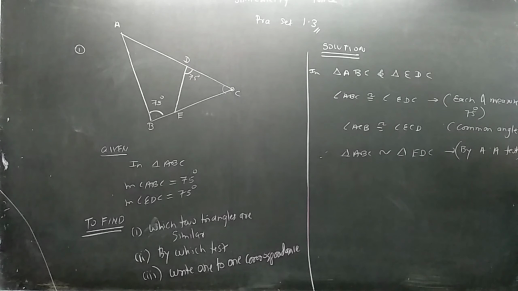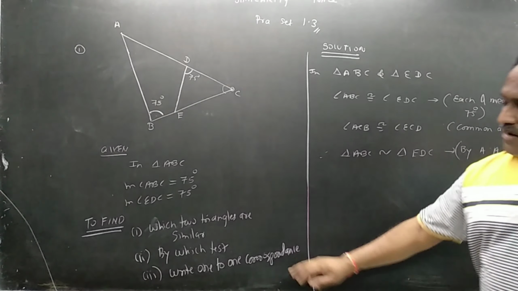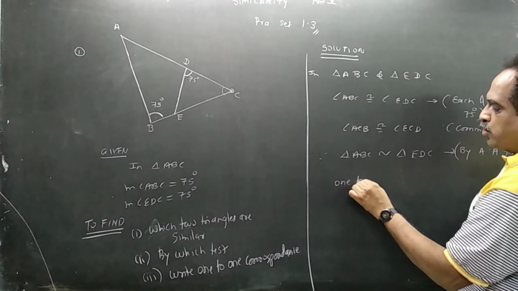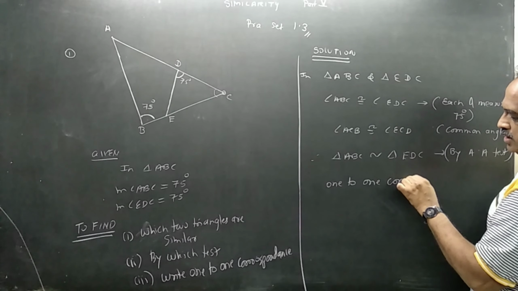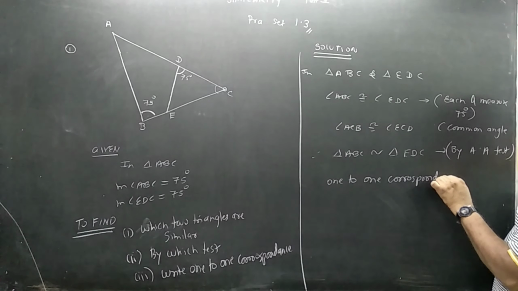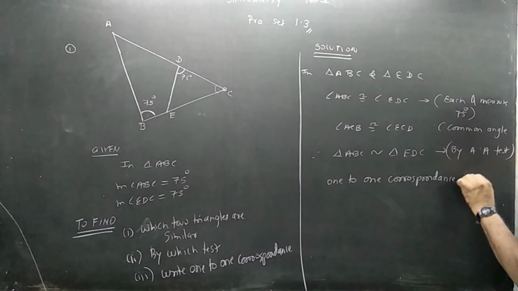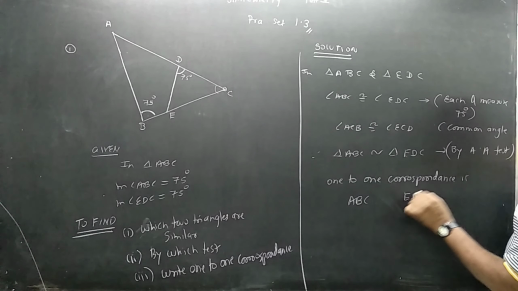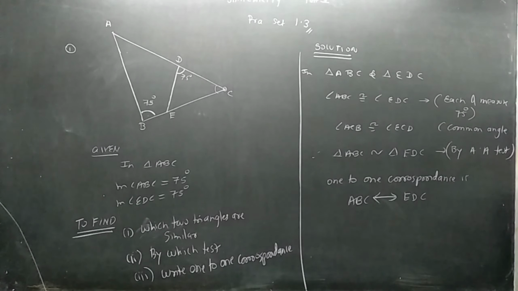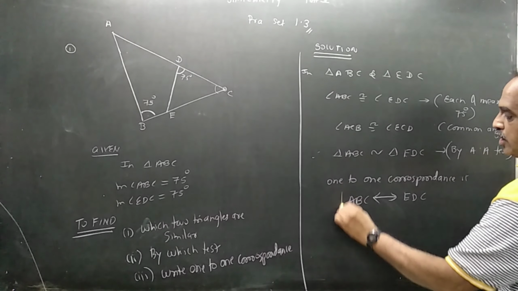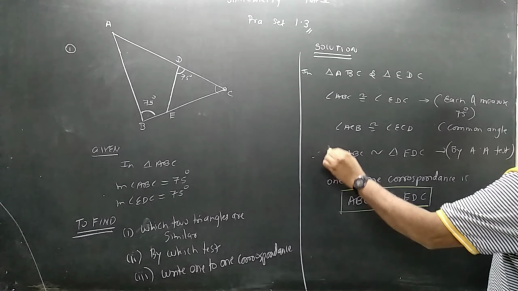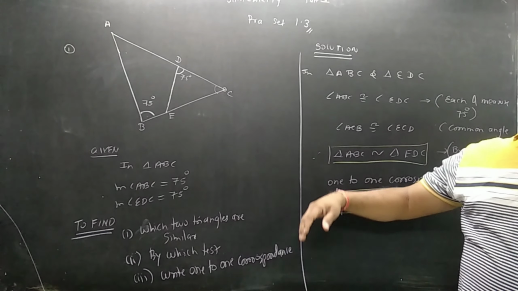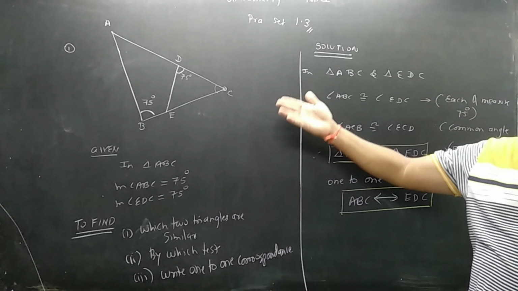And now you have got which test it is, the AA test, and what they have asked you, the 1-to-1 correspondence. So we are going to write the 1-to-1 correspondence like this: ABC and EDC, and you have to put this symbol. This is called the 1-to-1 correspondence. Complete this, and this is the answer of this question. Yeah, now this is the first question. The second question will be continued.